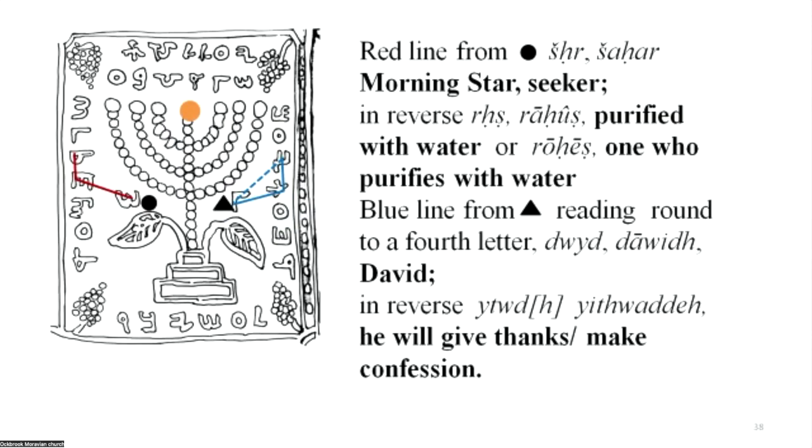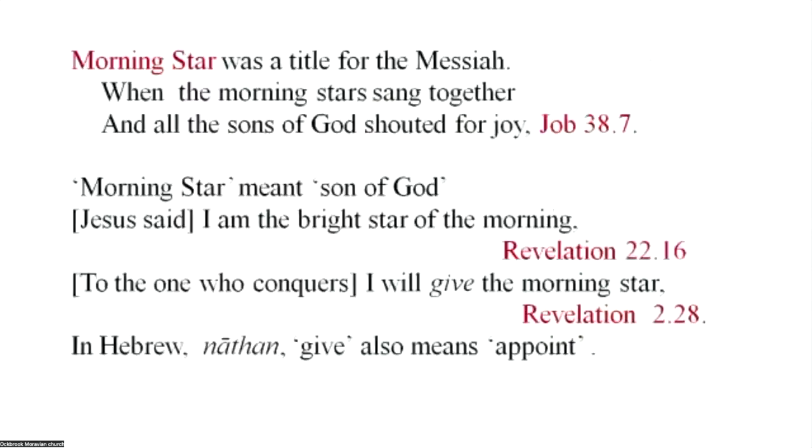If you have the blue line, that is the exact mirror image, and here you have to do what you have to do very often with clusters, you go round more than once. The blue line from the triangle, reading round 3 letters and then back to where you started, so making a 4-letter word, you get the word David. David as the morning star, royal titles, there they are. And in reverse, he will give thanks or he will make confession. So that's another cluster of messianic titles just in those 3 letters.